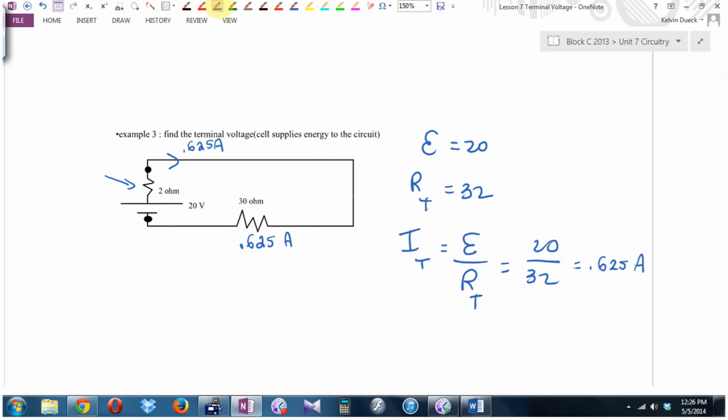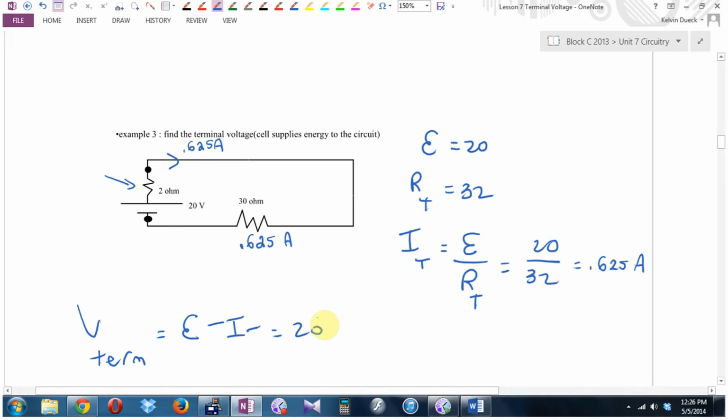As a formula, I would say, okay, terminal equals the EMF minus I times R. It's going to be 20, the maximum. So this battery has a 20 printed on the label. Whatever circuit you hook up to, the EMF never changes. That's 20. It's a constant.